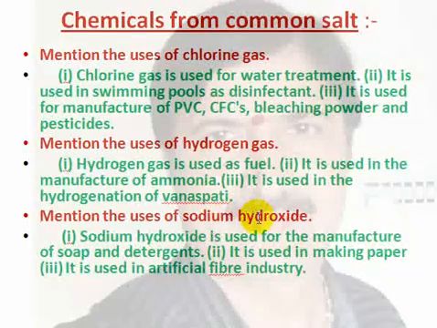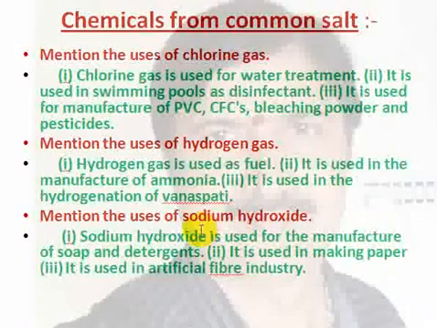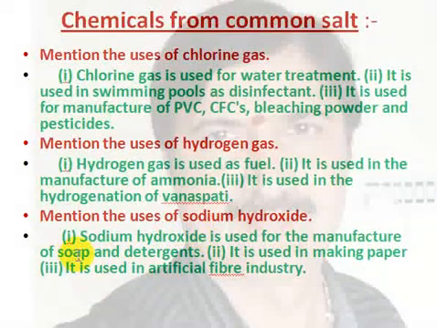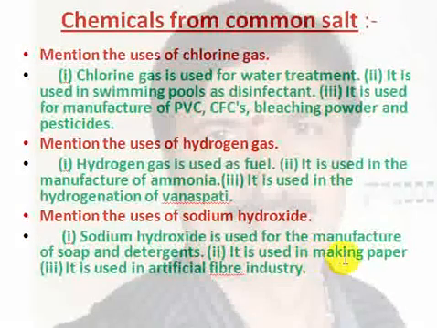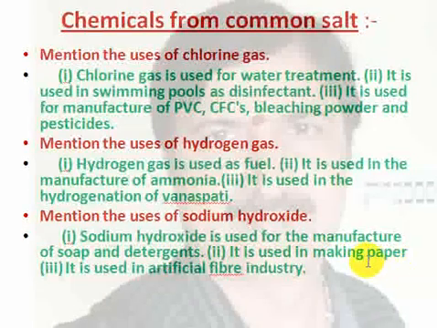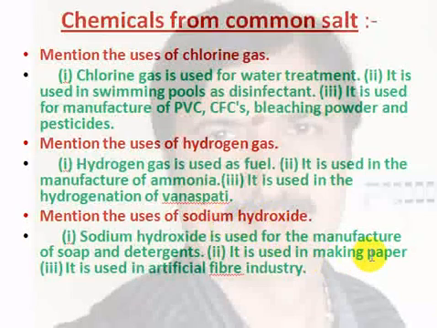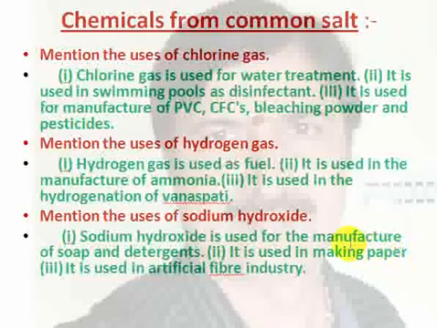Then sodium hydroxide. Sodium hydroxide is another useful product of chlor-alkali process. So sodium hydroxide is used in the manufacture of soap. So sodium hydroxide is present in washing soap and it is used in the detergent also. Sodium hydroxide is used in the manufacture of paper. To bleach the paper we are using sodium hydroxide, otherwise the paper color is somewhat brown. To get a white paper we have to bleach with sodium hydroxide.